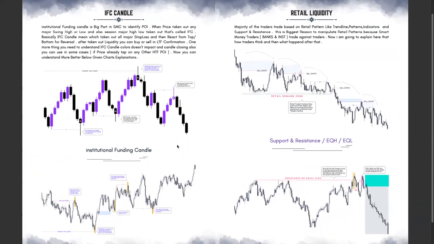IFC candle and retail liquidity explanation. So here, if you have any question, you can ask me here.